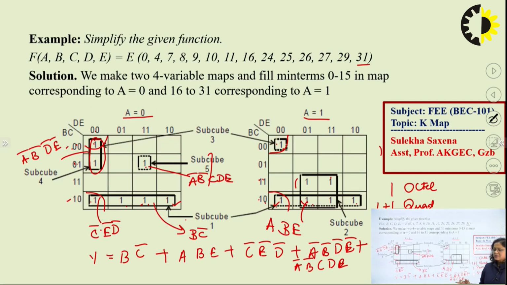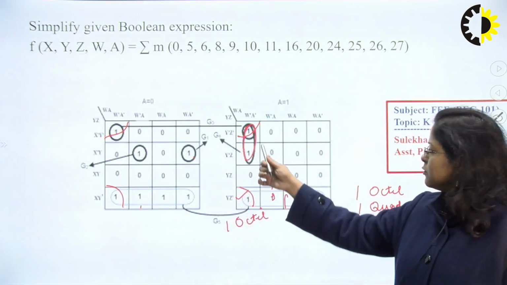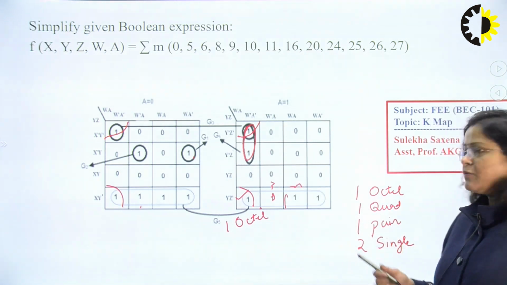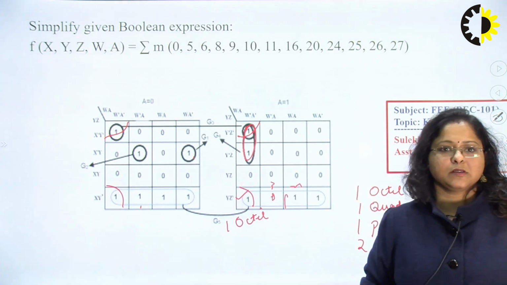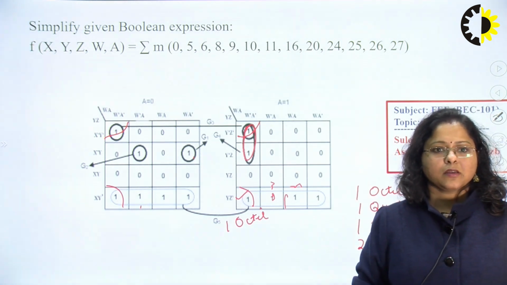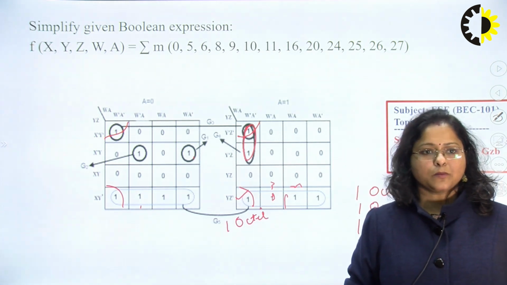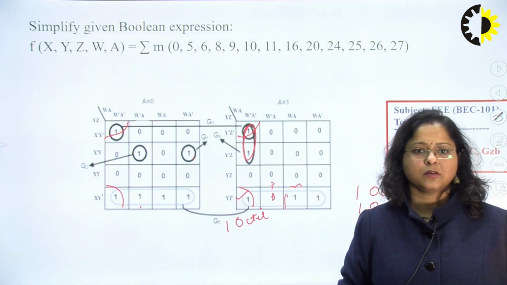Now I will leave this example to you all, and you can easily find the expression just like the previous example. So there will be 5 terms. The 1 octet term will consist of 2 variables. The 1 quad term will consist of 3 variables. The 1 pair term will consist of 4 variables, and the 2 single terms will consist of 5 variables. So I will end this video at this point and will continue with the 6 variable K-map in the next video. Thank you all.